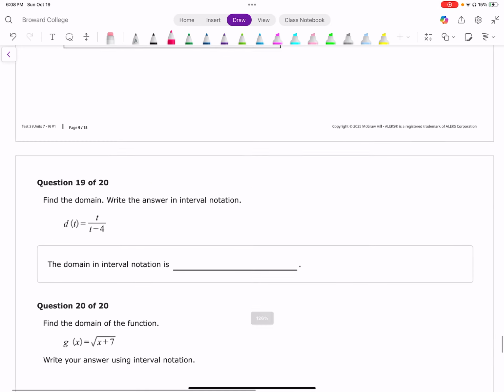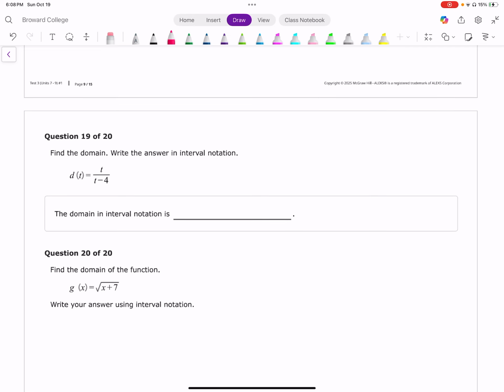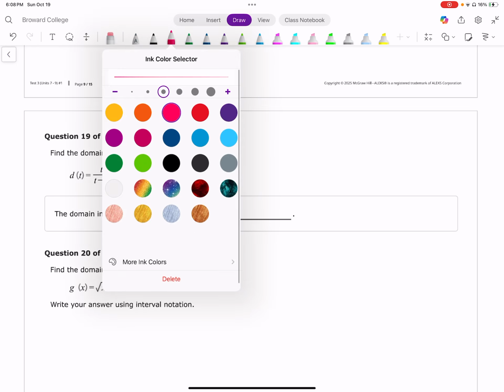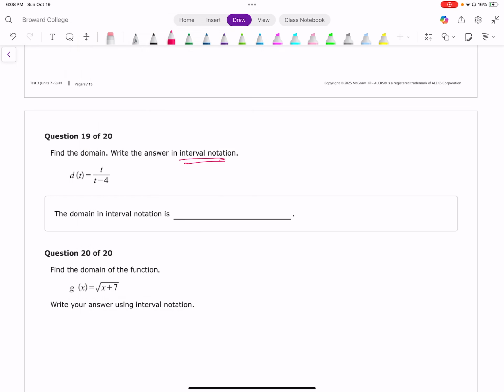All right, question number 19. Write the answer in interval notation. Not too bad. We don't need the numerator when we're trying to find the domain. We just need the denominator because we want to say t cannot be equal to what number? In this case, if t is equal to 4, it will make the function undefined. So if you're not sure, then set it up. t minus 4 is equal to 0. Therefore, t cannot be equal to 4.